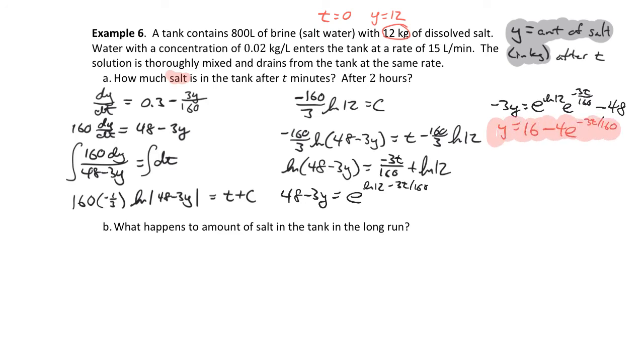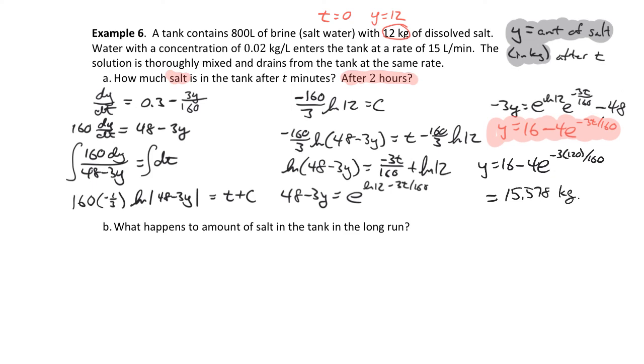Okay, we want to go ahead and find out what's happening after 2 hours. So we'll substitute 120 in for t. Remember that t is measured in minutes. So we end up with y equals 16 minus 4e to the negative 3 times 120 divided by 160, which is equal to 15.578 kilograms approximately.